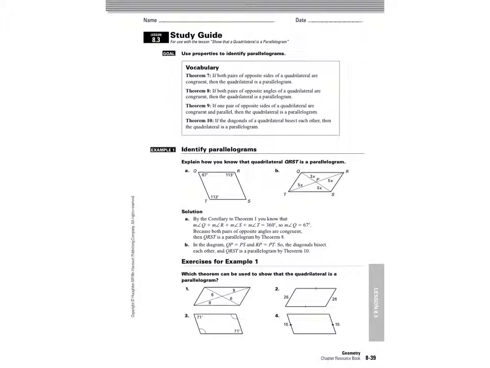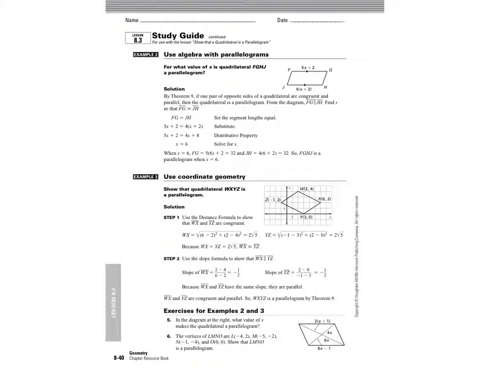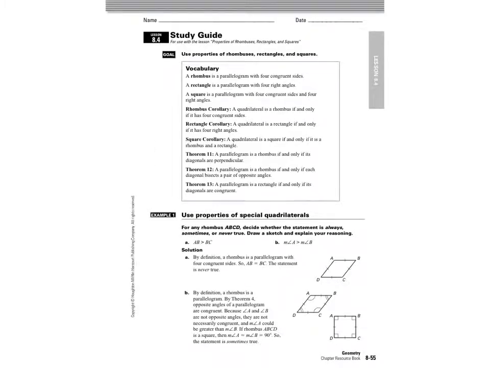And then in 8.3, this is where we were told that it's a parallelogram and we had to prove, or they gave us the congruent informations and we had to prove that it was a parallelogram. So just sort of the converse of what we saw in 8.2. And again, no coordinate plane, no distance formula, but you will be looking for missing side lengths and missing angles. Know all the properties for every figure and be able to answer sometimes, always, and never questions about the figures.